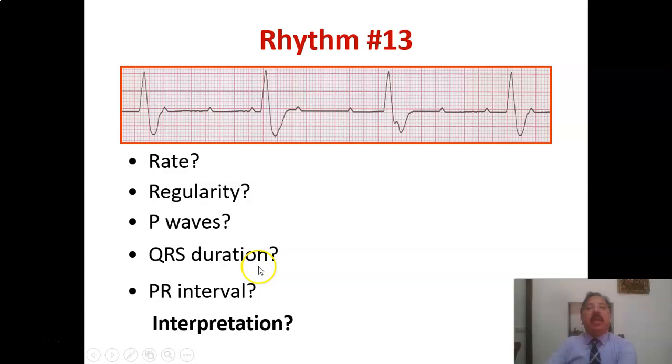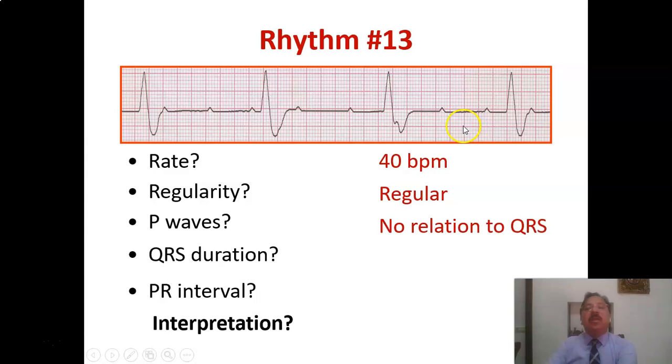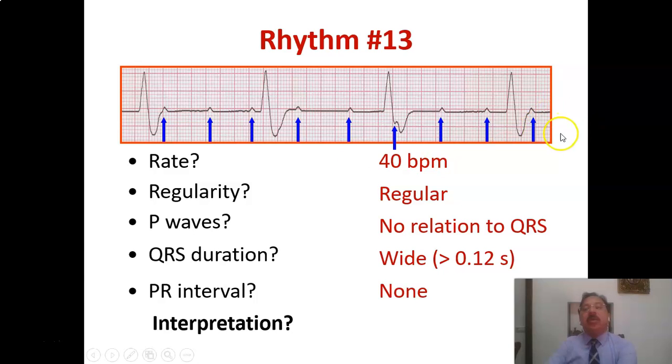Look at this one, the rate is slow, 40 beats per minute, and it's regular. Can you see P waves? Obviously P waves are seen, and they have no relationship with the QRS complexes. QRS duration is wide. And the PR interval, if you look, is variable. Actually, it's hard to detect the PR interval. So your interpretation, it's third degree AV block.